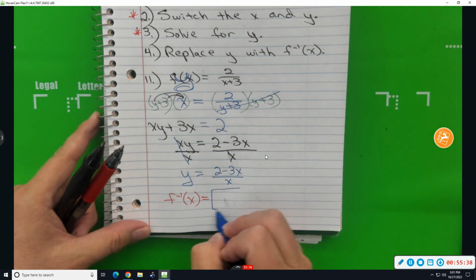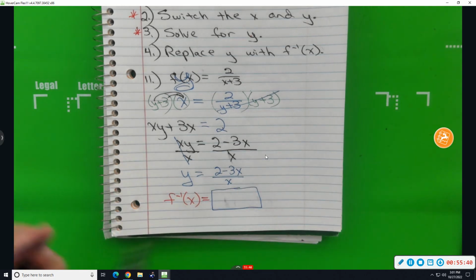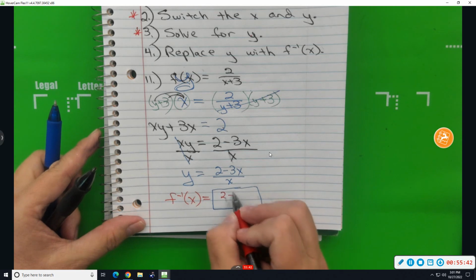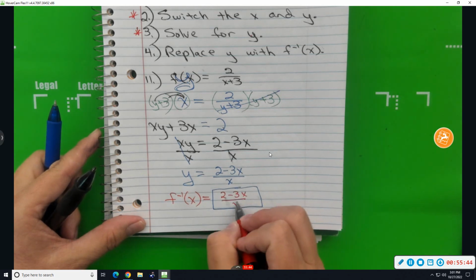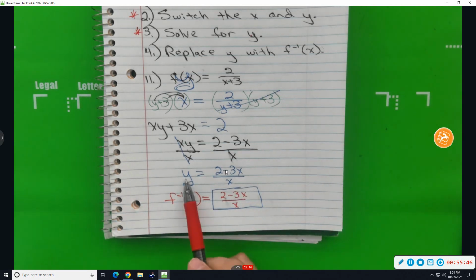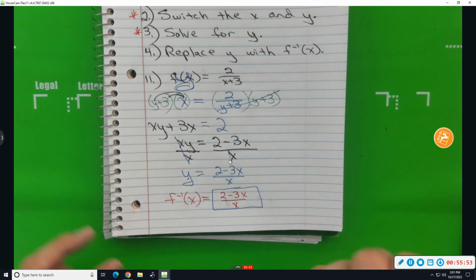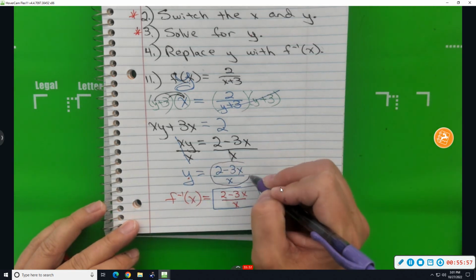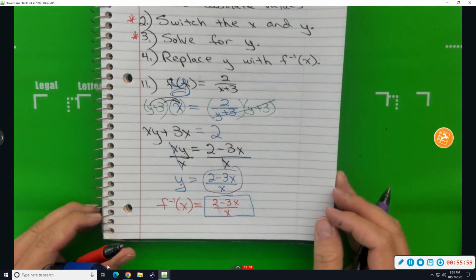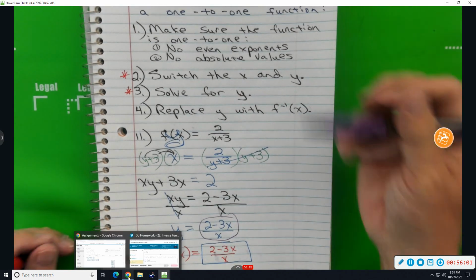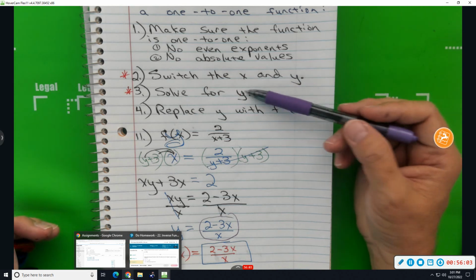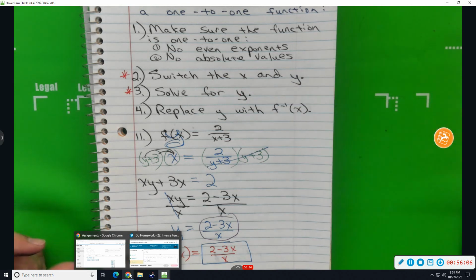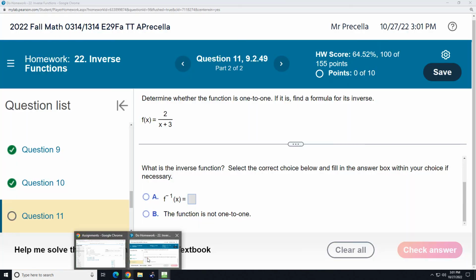The thing we're going to be typing in is 2 minus 3x all over x. But once you solve for y, you have the answer. That answer is right here. Once you've got it in the form y equals, the stuff on the other side is your answer. So this little 4-step process is really only a 3-step process. Once you've solved for y, you're through with the problem. Any questions?